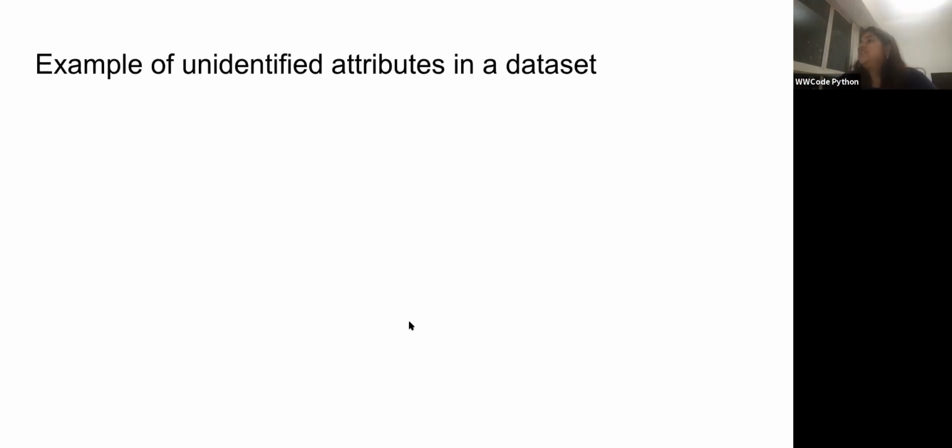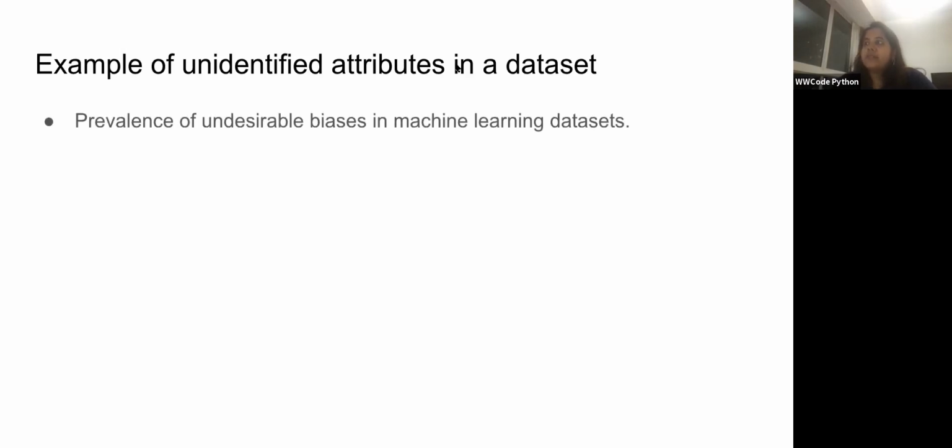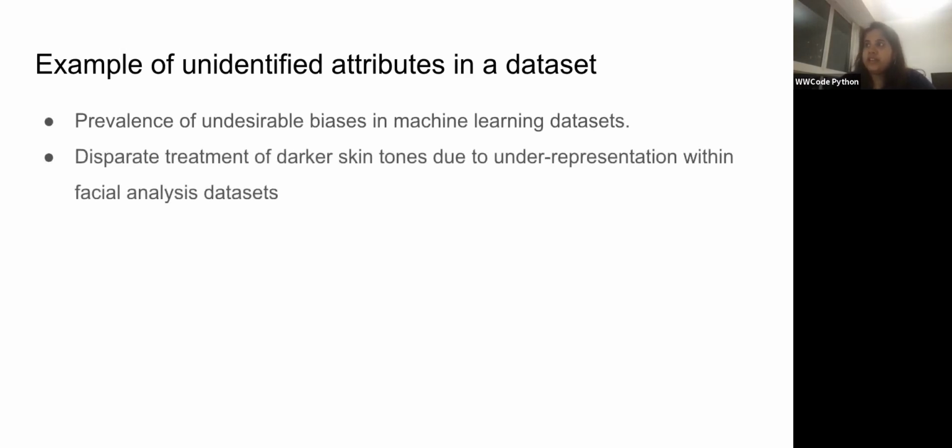So what are examples of unidentified attributes in a data set? The prevalence of undesirable biases in machine learning data sets. As I told you before, when we look at facial analysis data sets, we notice disparate treatment of darker skin tone due to underrepresentation. You could look at bias in an ethical way. Obviously, it's an ethics problem, but it's also a data problem, right? It's about how you collect data.